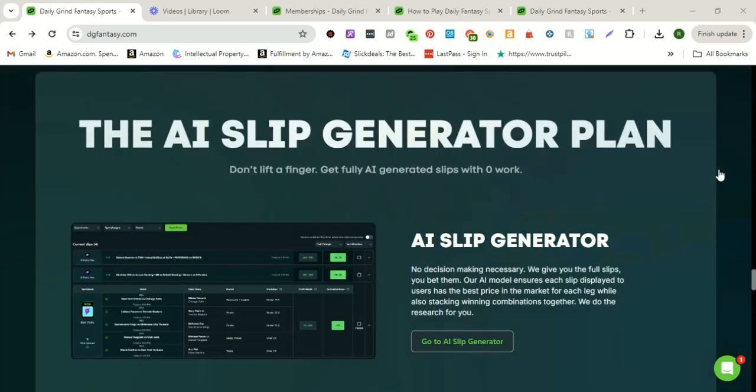But the standout feature is the AI slip generator. It uses advanced algorithms to auto-build profitable slips across PrizePicks, Underdog, and Betr. You can filter by sport, sort by profit margin, and tail the picks instantly.